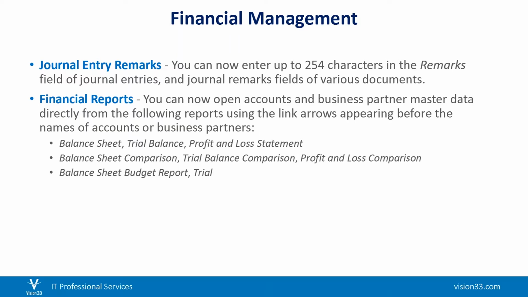With financial reports, there are new financial reports in the system that have been there for a version or so, but they've actually added the link arrows, the golden arrow, appearing before the names of accounts or business partners to the balance sheet, trial balance, profit and loss statement, the balance sheet comparison, trial balance comparison, profit and loss comparison, and the balance sheet budget report. All of those will have this capability to actually utilize the gold arrows to drill to those documents or those business partners directly from the report.